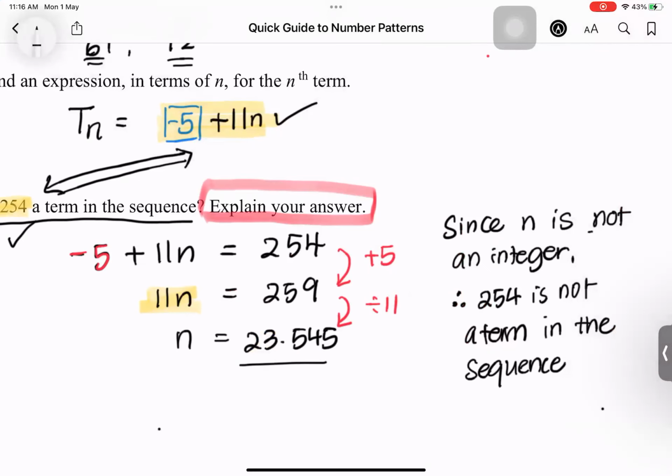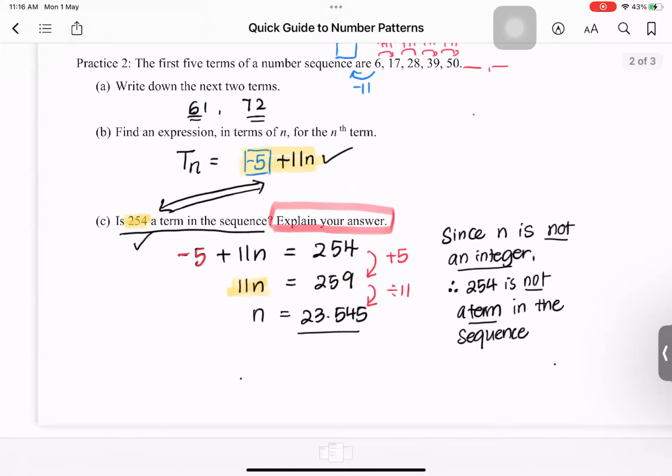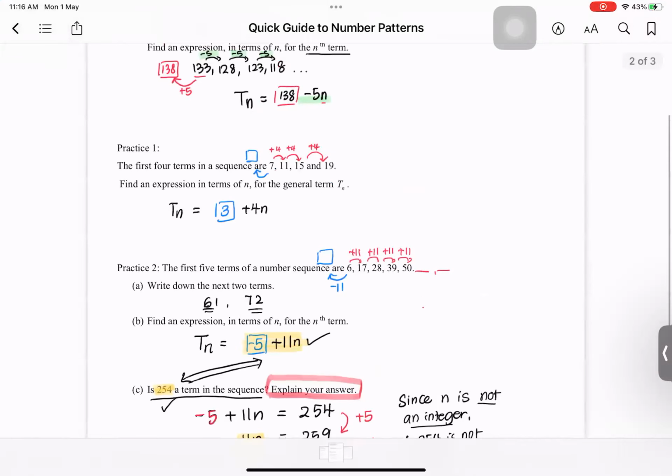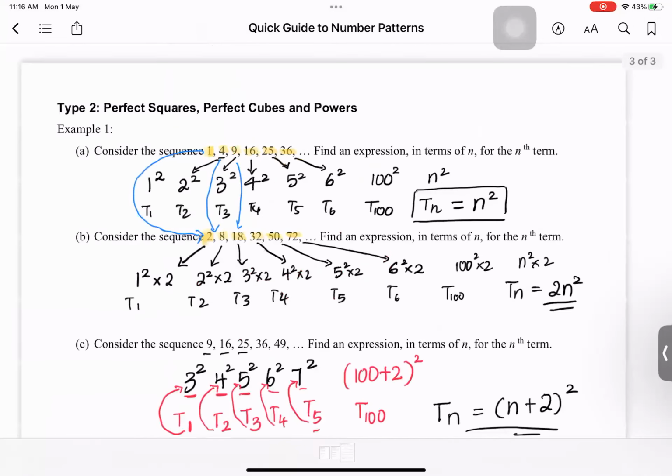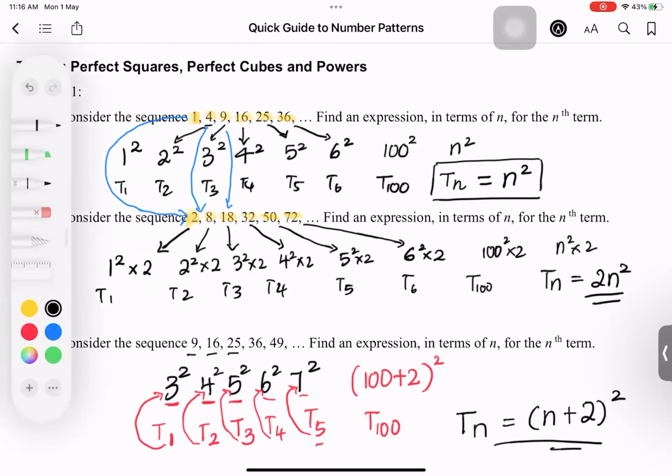If n is not an integer, then it's not a term in the sequence. Okay, so this concept you must know how to do. All right, next part. Now, this one is the basics. What happens is, sometimes they give you harder number patterns.